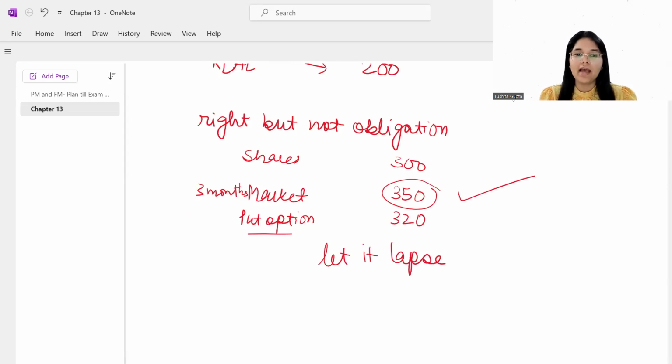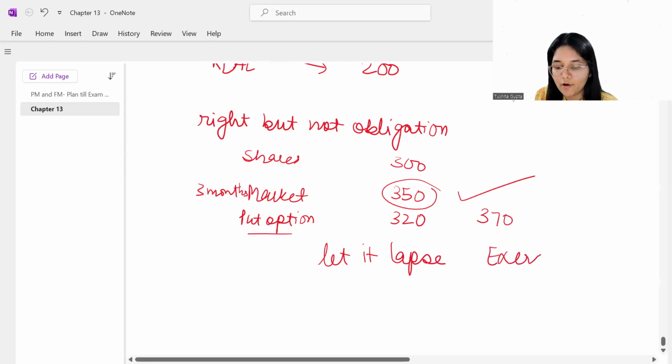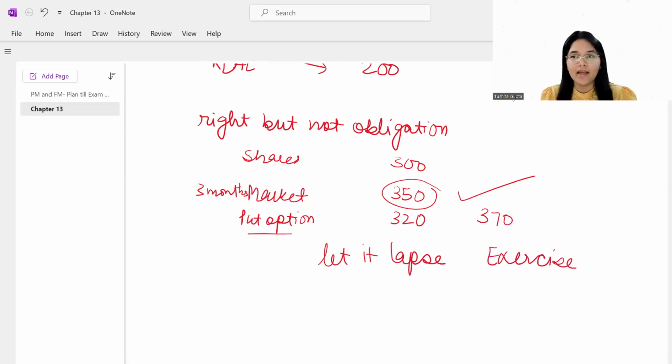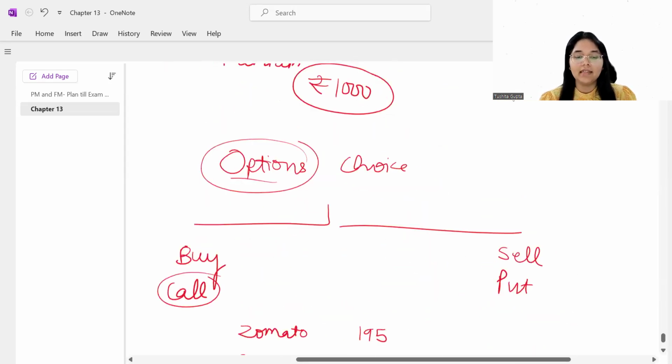Otherwise, if the market price is 350 and my put option is 370, in such a scenario I will exercise my option because I'm able to sell my shares at a higher price than in the market. So these are the two choices you get when you have an option. Either you exercise it or you let it lapse. So this basically gives you an overview of what forwards, futures, and options are.